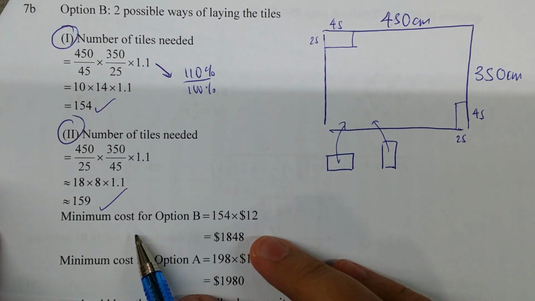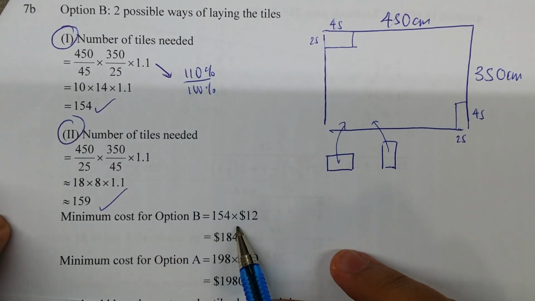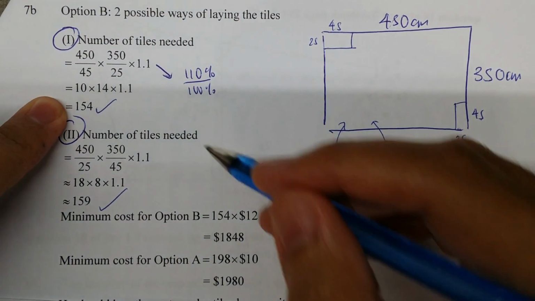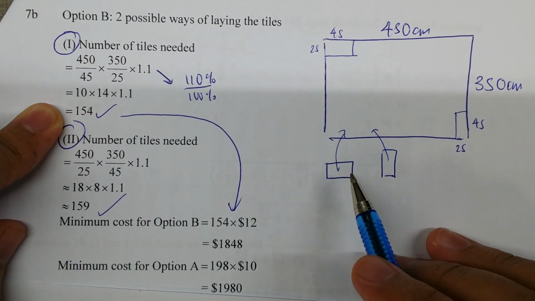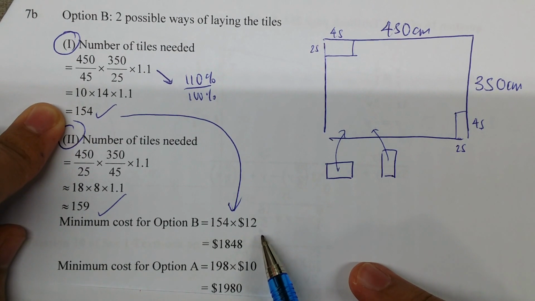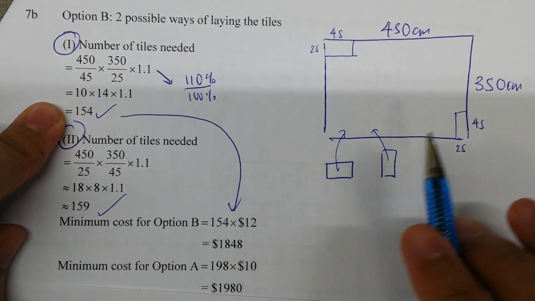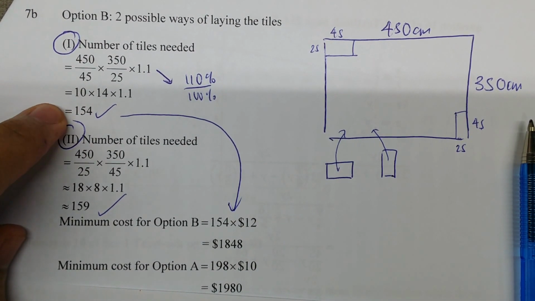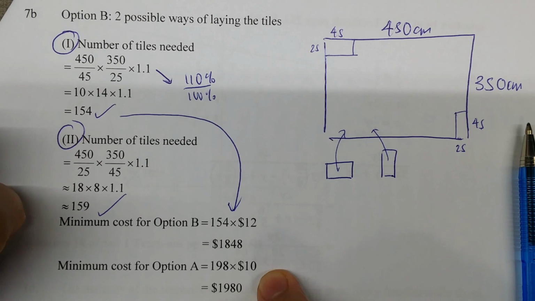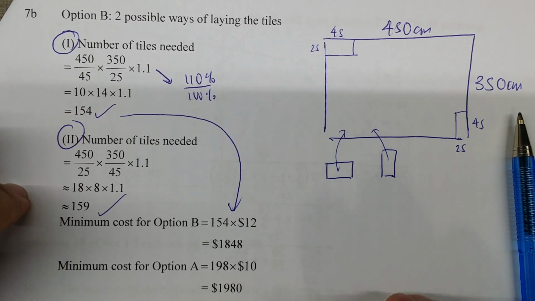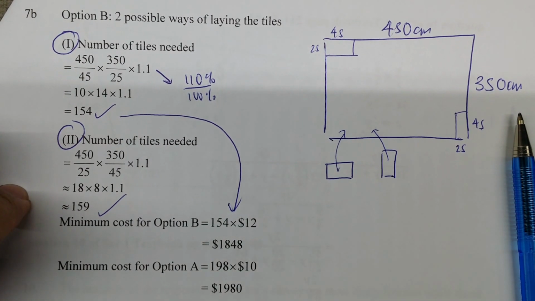So the minimum cost for option B is, of course, I take 154. I won't take 159 because 154 is fewer tiles. I multiply by $12 for option B tiles, 1848. But for option A, each tile is only $10, the square tiles. I get 1980.